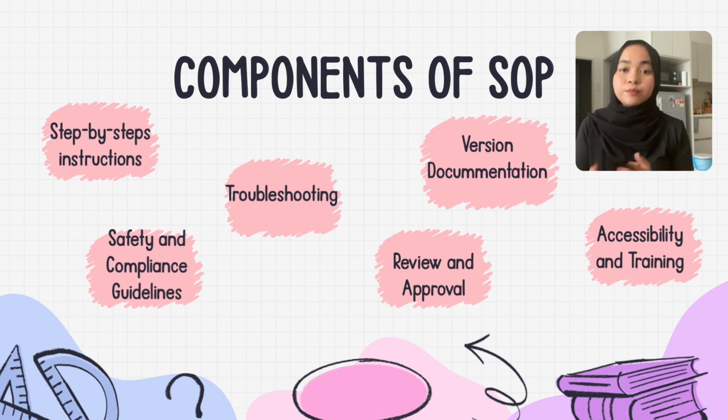After reviewing an approval process, regular updates and audits should be conducted to maintain accuracy. Last but not least, version numbers, dates, and modification details need to be documented before ensuring the SOP is easily accessible and providing training sessions to familiarize the employee with the procedures.